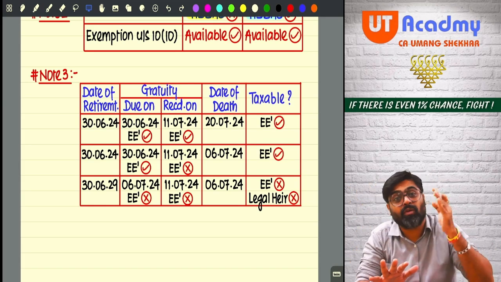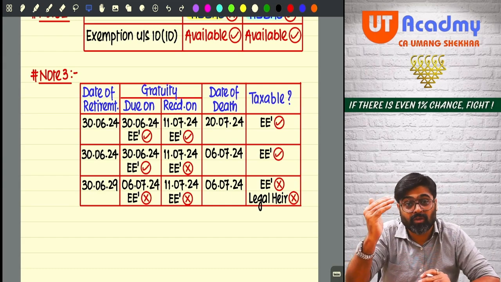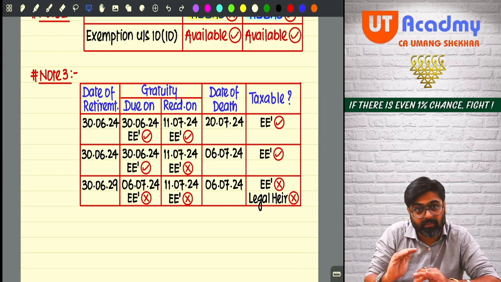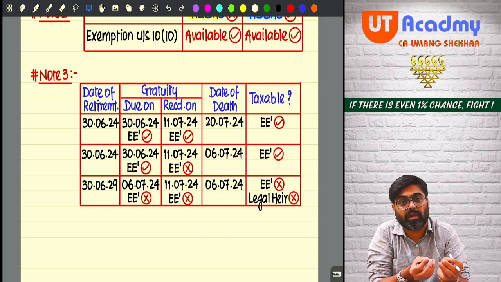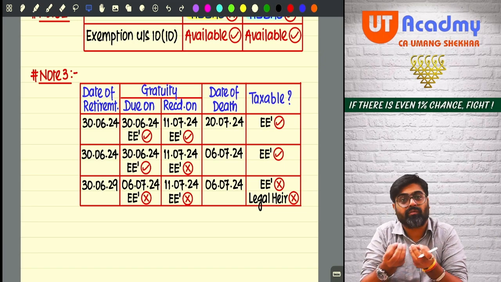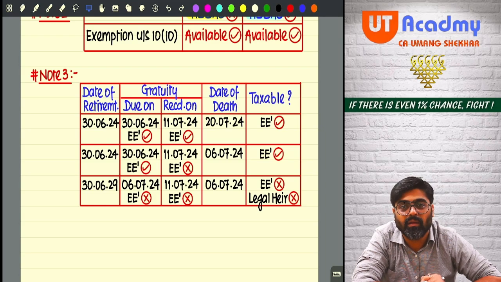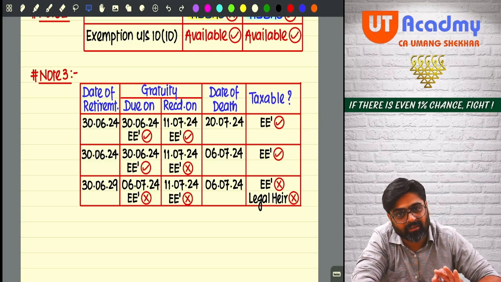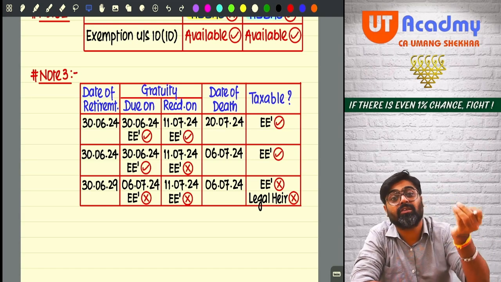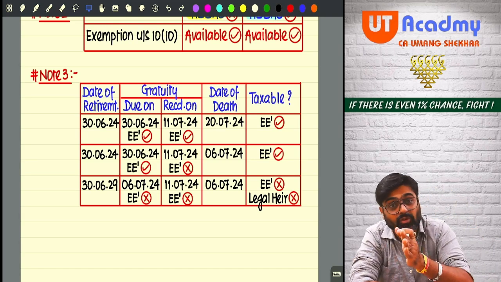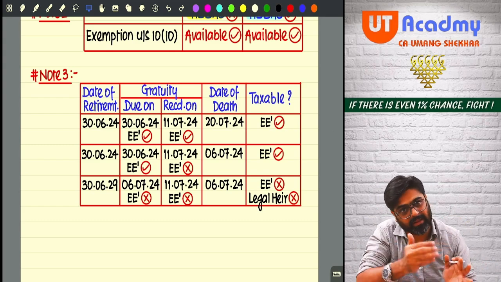And even before his death, he is receiving this gratuity also. So gratuity becomes due in his hands on retirement and he is receiving that gratuity also. But unfortunately, after it becomes due and after it is received by him, he dies on 20th of July. Possible? So this gratuity will be taxable in the hands of that employee only because it becomes due as well as it is received in the hands of that employee. So after taking the exemption, whatever gratuity remains will be taxable in the hands of this employee only.